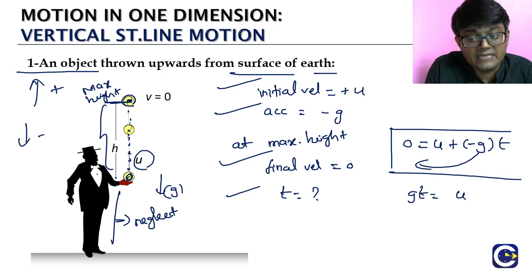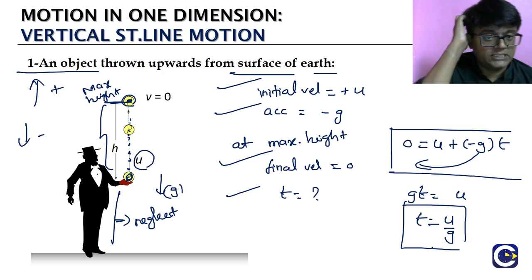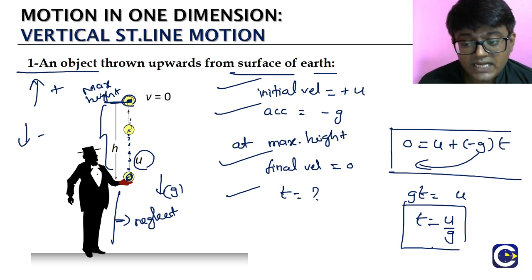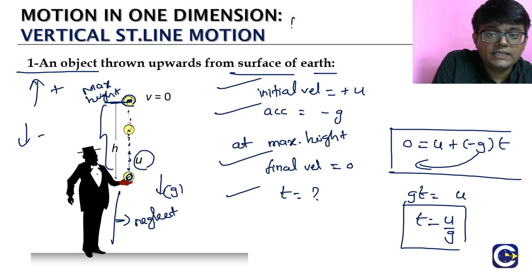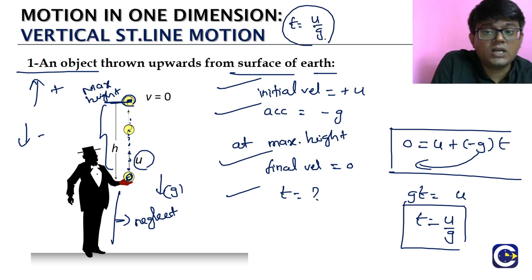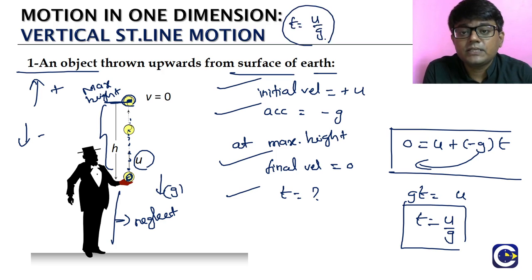We are looking for what? Time, right? So t will be equal to what? u divided by g. So this is the time in which the object will be able to reach that maximum height point. So what is the t? u by g. So these are all standard results. If you remember this formula, and there is a question like, an object is thrown upwards with a velocity of 20 meter per second, how much time will it take to reach the maximum height?